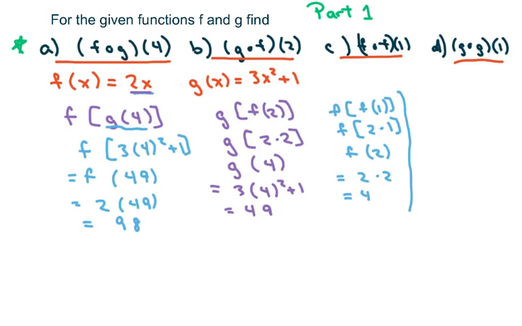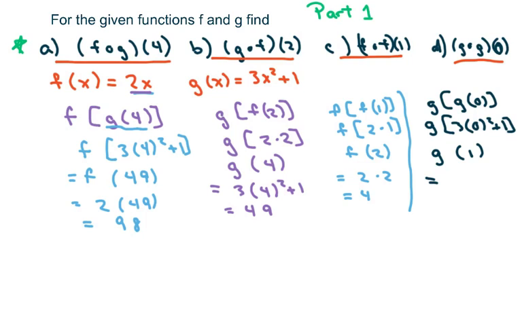And the last one, I think it's supposed to be 0. I wrote 1, so this is supposed to be 0. We're going to do g of 0. So you plug in 0 here, and you get 3 times 0 squared plus 1, which is g of 1. And g of 1 equals 2 times 1, which equals 2.